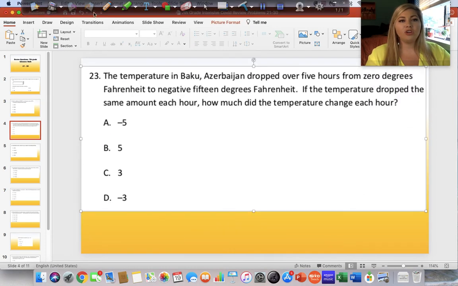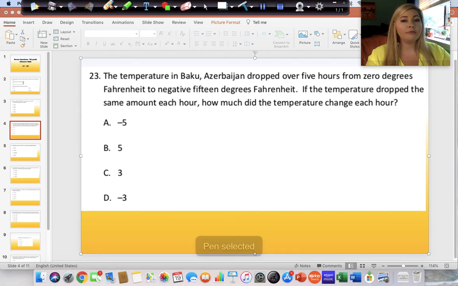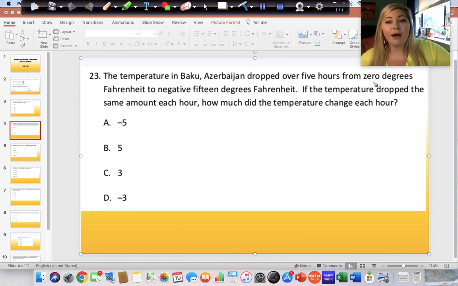Okay, the temperature of Baku, Azerbaijan, I have no idea how to pronounce it, I apologize, dropped over 5 hours from 0 degrees Fahrenheit to negative 15 degrees Fahrenheit. If the temperature dropped the same amount each hour, how much did the temperature change each hour?